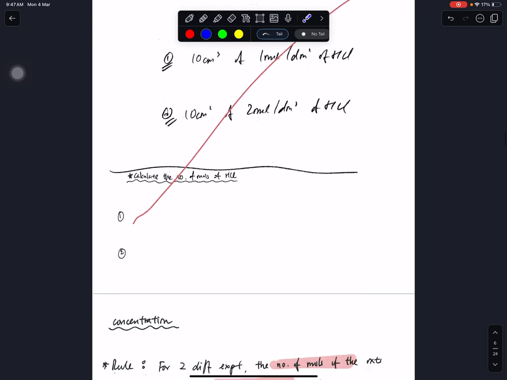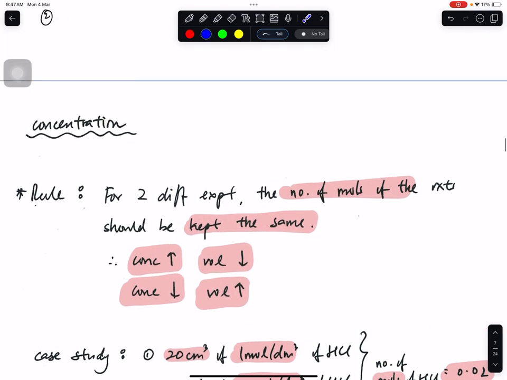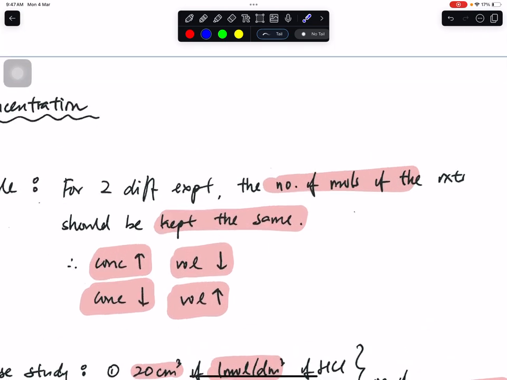Okay, so I'll skip page 6, I'll go to page 7. So let's talk a little bit about concentration.